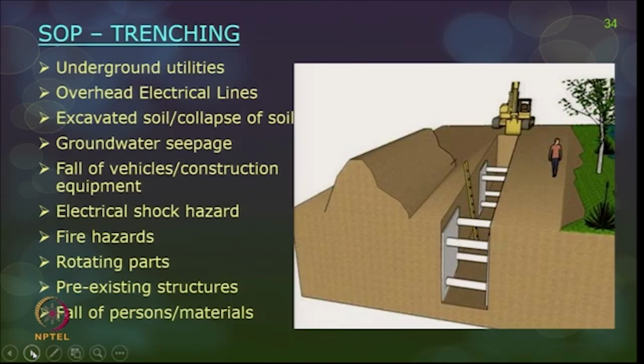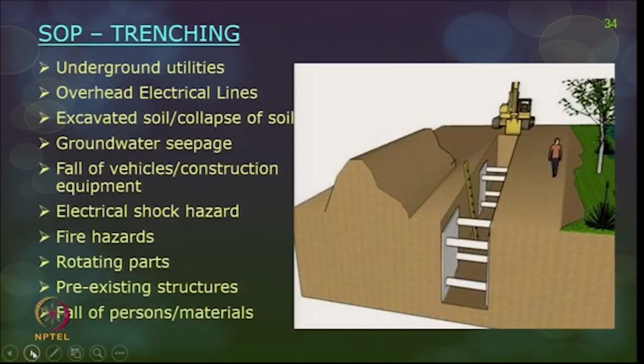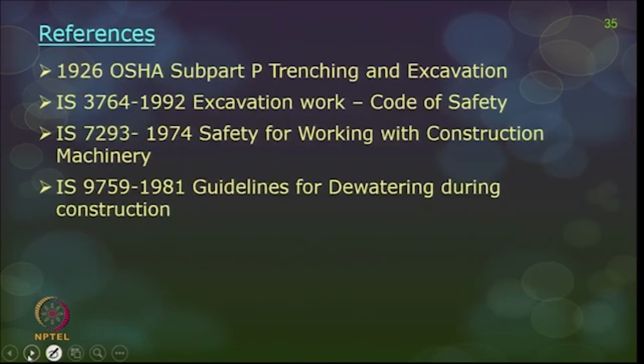Again, what are the different hazards available? Underground utilities, overhead power lines, excavated soil or collapse of soil, groundwater seepage, fall of vehicles, fall of equipment, fall of person, electrical shock hazards, fire hazards, rotating parts of moving machinery, pre-existing structures. So, these are all the different hazards available.